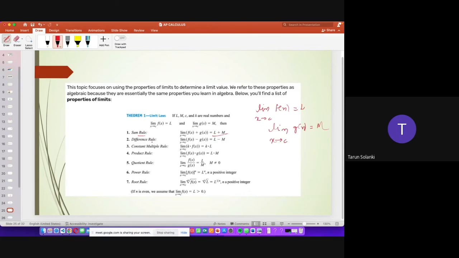M. Okay, the second property is the difference rule, where limit x tends to C of f(x) minus g(x) is L minus M. Third is the constant multiple rule, where limit x tends to C of k times f(x) becomes k times L, where k is some constant, right? Next is the product rule. Limit x tends to C of f(x) times g(x) becomes L times M. This is our product rule. Fifth is the quotient rule. Limit x tends to C of f(x) divided by g(x) is L divided by M, where M is not equal to 0. This is the quotient rule.